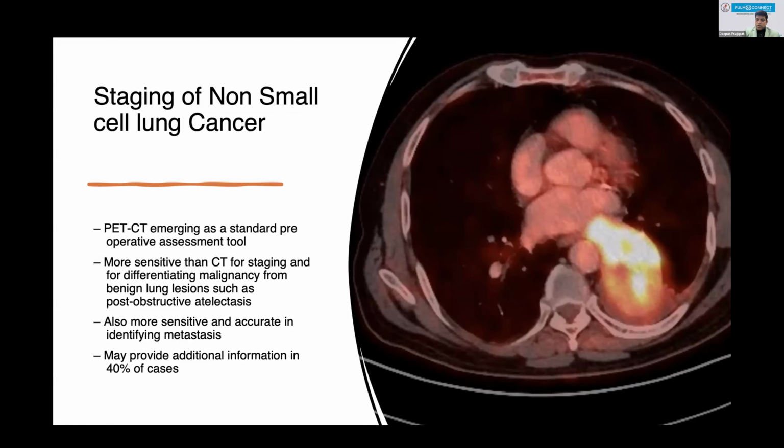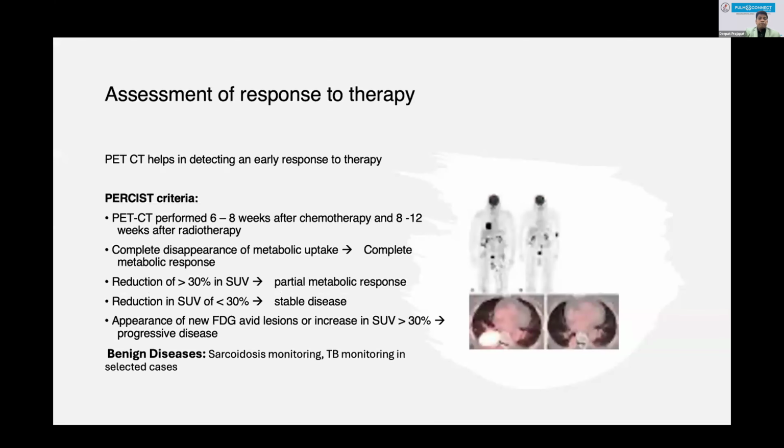As in the image you have seen in the picture, it shows that there is a metabolically active uptake along with the pleural effusion, and this patient turned out to be a squamous cell carcinoma, and because there is a pleural effusion, it is staged as stage 4.